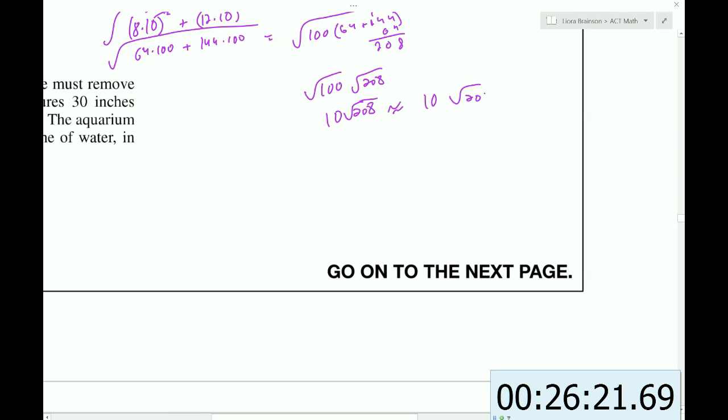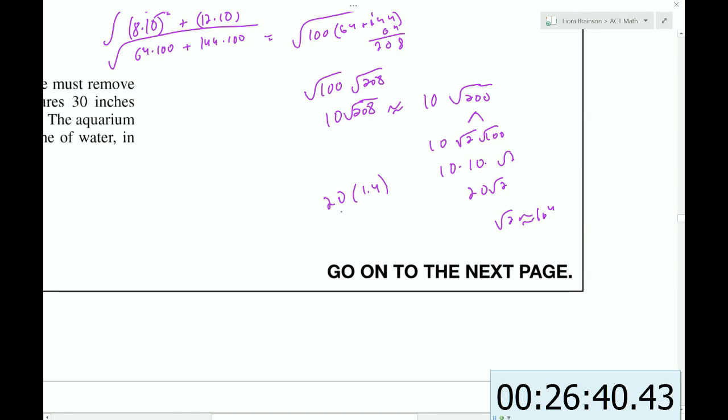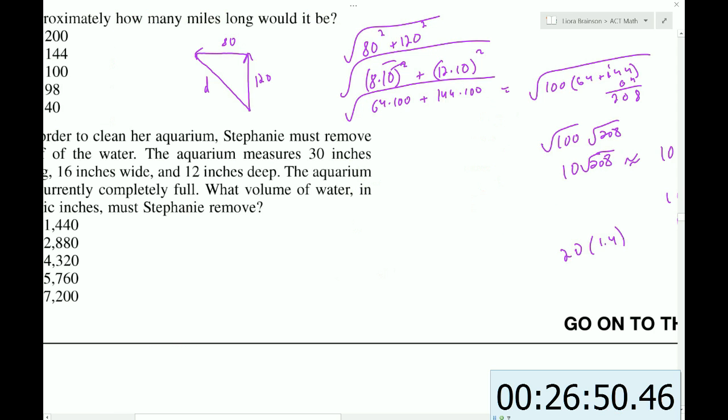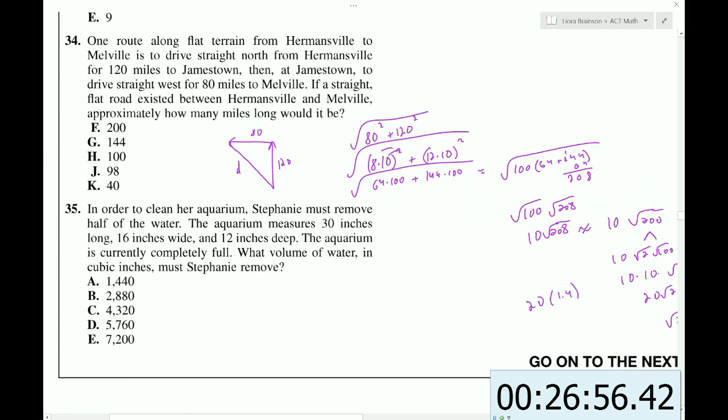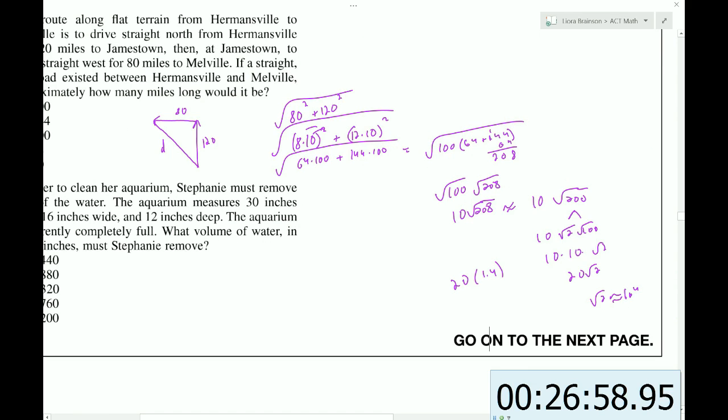So, rad 200 of course would be rad 2 times rad 100, and rad 100 is just 10, so 10 times 10 times rad 2, so 20 rad 2. Rad 2 is approximately 1.4, so 20 times 1.4, 2 times 1.4 is 2.8 with an extra 0, so 28, right? So somewhere around 28, is that right? I may have messed that up somehow.